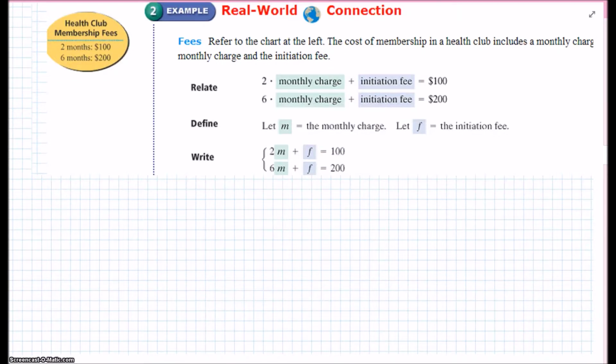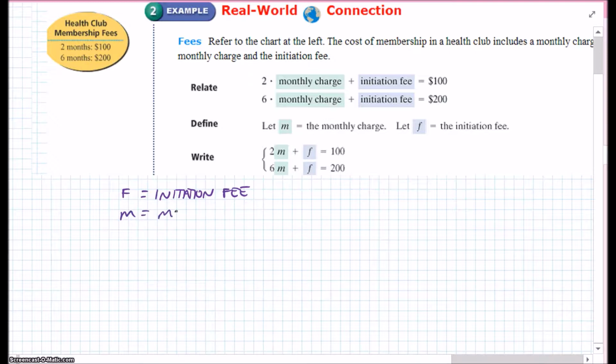So here's what I know. I know I have an initiation fee. We'll make that F. And M is my monthly fee. So for 2 months, I pay $100. So I have 2 times my monthly fee plus my initiation fee equals 100. And I have another example of 6 months. So 6 times my monthly charge plus my initiation fee equals 200. Can we figure out what our monthly fee is and our initiation fee is?